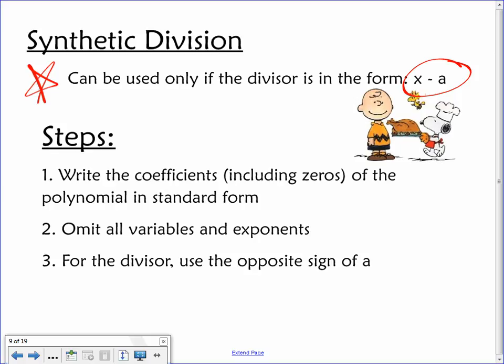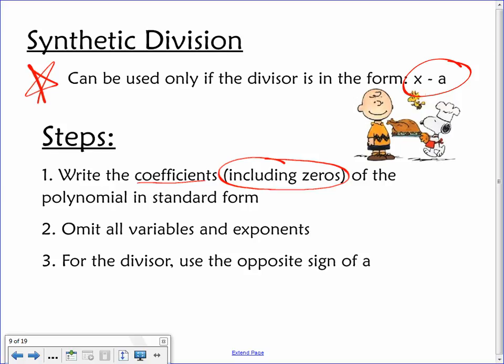So your steps. Stop speaking. Your steps. Write the coefficients, really important, including the zeros. You must include zeros if you're missing pieces. If it went from x cubed to x, you're missing the x squared. You'd have to put a 0 in for that. That's the one downfall of this: if you forget to put the 0 in, it's wrong. So write the coefficients, including the zeros.